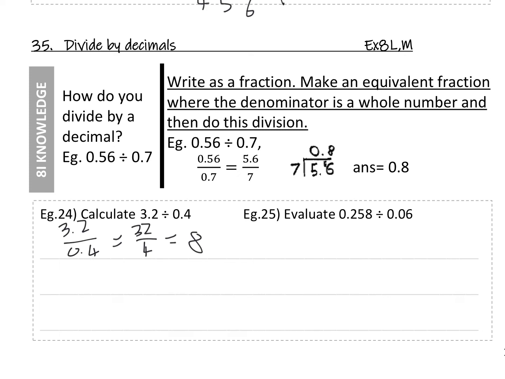Example 25. We have 0.258 divided by 0.06. Now that denominator is not a whole number, and I only really know in my brain how to divide by a whole number. So I think, what do I have to do to make this a whole number? I have to times through by 100. So 0.06 times 100 is 6, and 0.258 times 100 is 25.8.